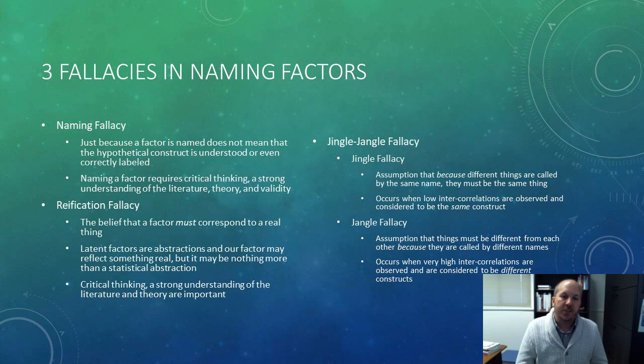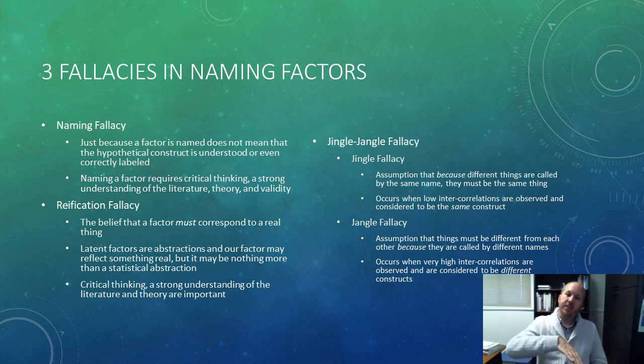The third one is the jingle jangle fallacy. It sounds like a Christmas song, but the jingle fallacy is the assumption that because different things are called the same thing, they might not be the same thing. So happiness and satisfaction may not be the same thing. The jingle fallacy mainly occurs when we expect two things to be the same, but they have a very low intercorrelation. That really indicates they might be different things.